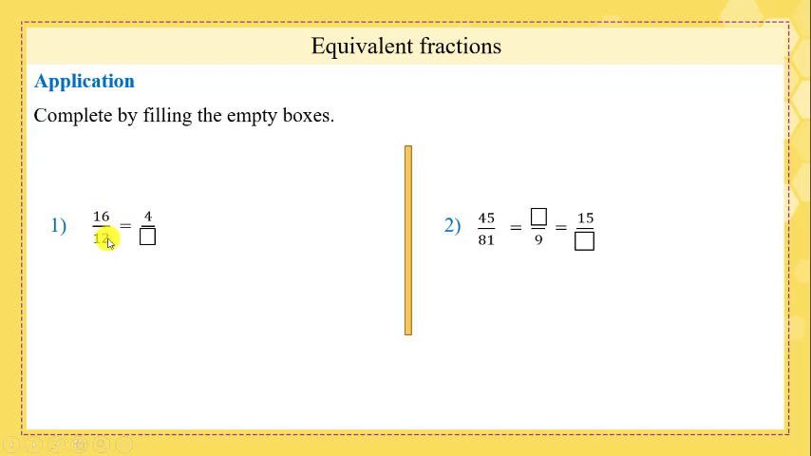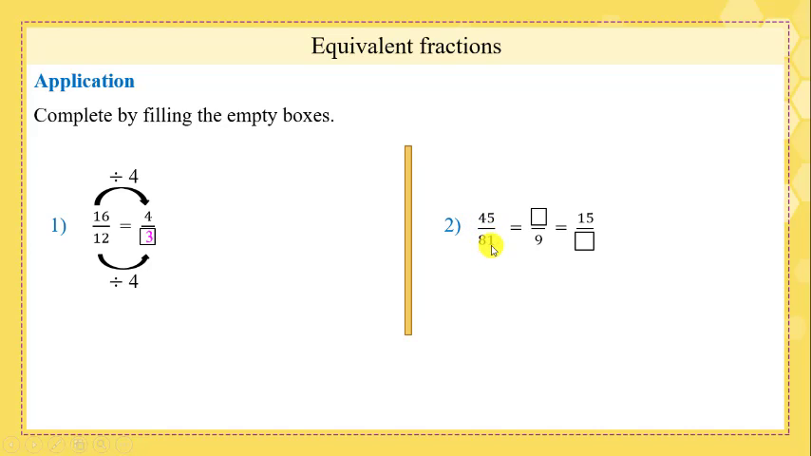We have 16/12 is equivalent to this fraction that has a missing part, which is the denominator. Now, what do I divide the numerator 16 by to get 4? 16 divided by 4 is equal to 4. Remember that whatever I do to the numerator, I've got to do to the denominator. 12 divided by 4 is equal to 3. So the missing digit is 3.